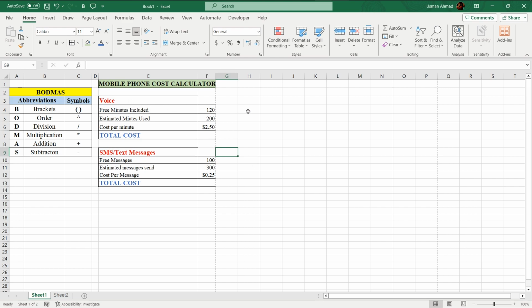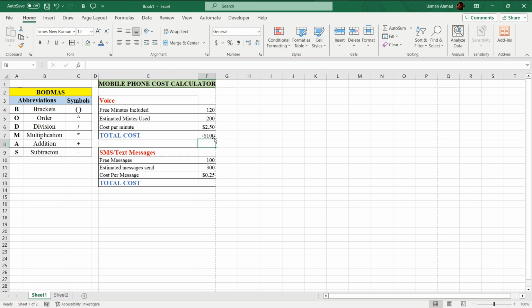We have a mobile phone cost calculator. I want to just calculate the total cost. How will it come? I will subtract free minutes from estimated minutes, then multiply it with cost per minute. I will get the total cost. So in simple terms, what we will do is start the formula: estimated minutes minus free minutes, then multiply by cost per minute.